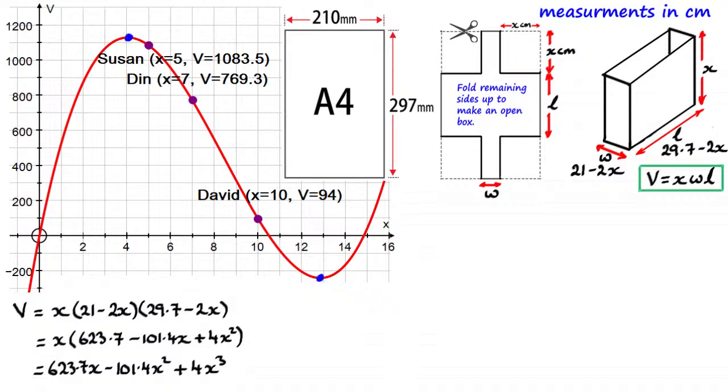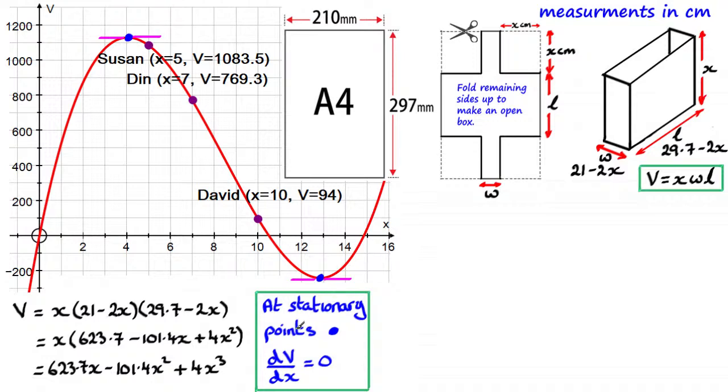Up here and down here are called stationary points. I've got them in blue here. They're called stationary points because at those points the gradient, given by this tangent here, is 0. It's horizontal. And we should know that to get gradient you need to differentiate, and at a stationary point, these points here given in blue, dv by dx would be equal to 0. The gradient would be 0. So if we're to find out what this value of x is that gives us this biggest volume, we need to differentiate this equation.